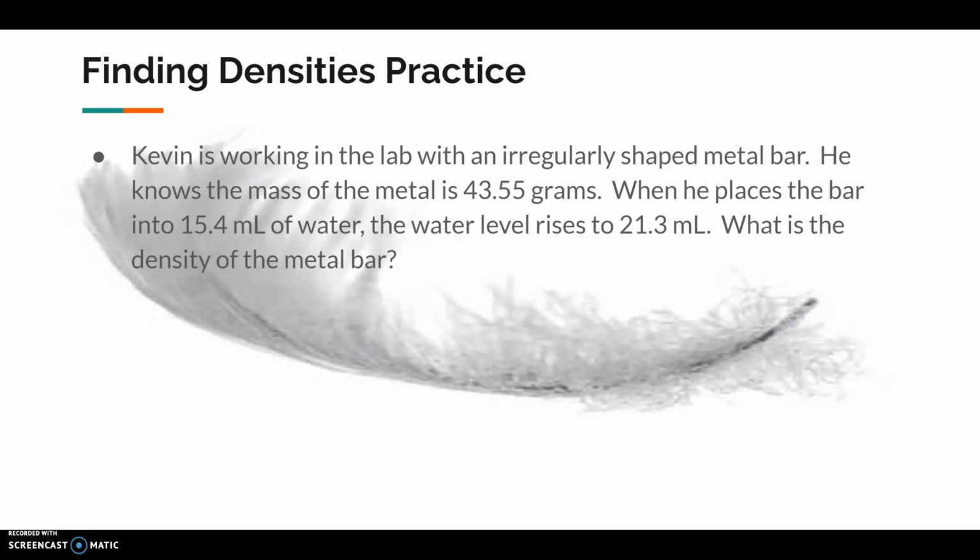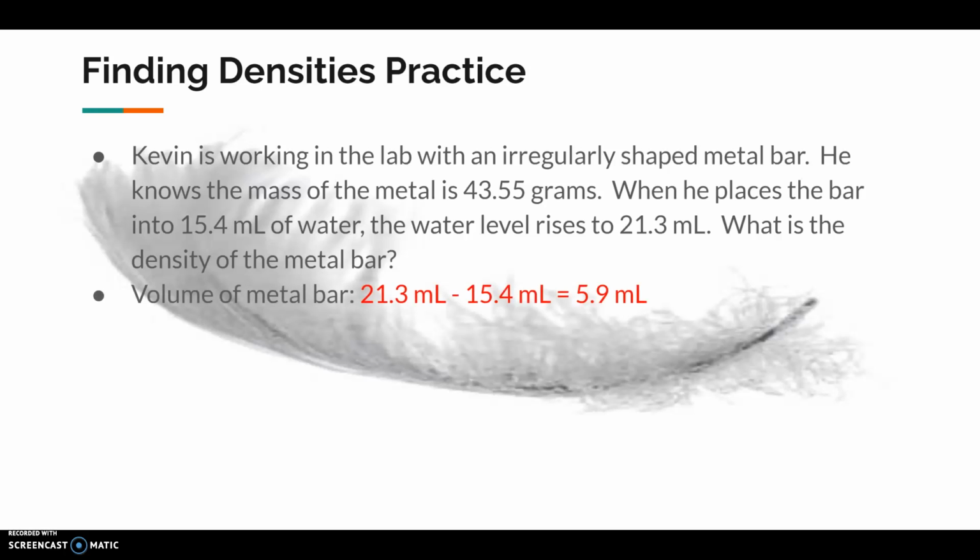Now we will do some examples to find density. Kevin is working in the lab with an irregular shaped metal bar. He knows the mass of this metal is 43.5 grams. When he places the bar into 15.4 mL of water, the water level rises to 21.3 mL. What's the density of this metal bar?